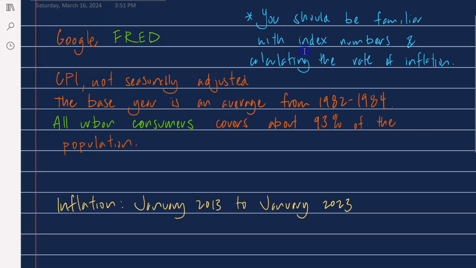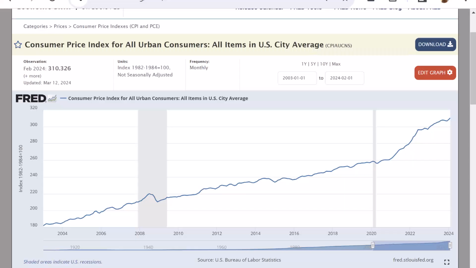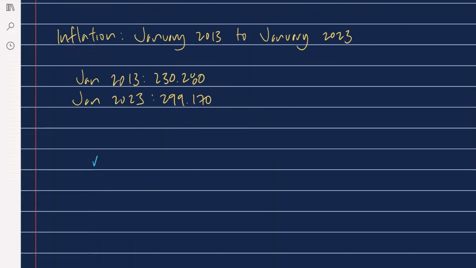Okay, and we'll use these numbers to calculate inflation, the rate of inflation from January 2013 to January 2023 this way. Let's see, what did we say? 230. All right, let me just double check those. 230, 299. All right.